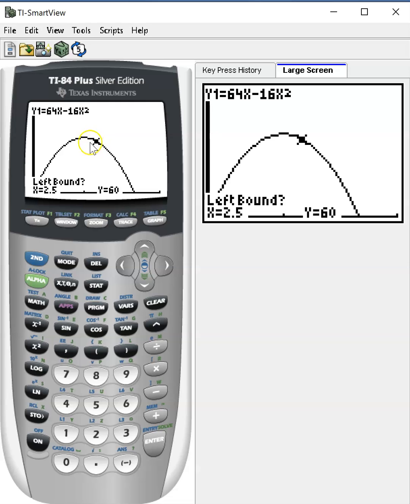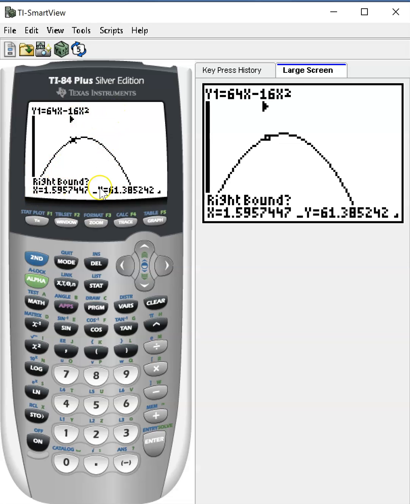So you're going to take your cursor and you're going to move it to the left of this point right here, which is the vertex. So I'm going to move it to the left side of the vertex. I don't have to go too far that direction. I just want to be sure I'm on the left-hand side. And I hit enter. You should see some sort of an arrow pop up so that you know you're telling the calculator to look this direction.